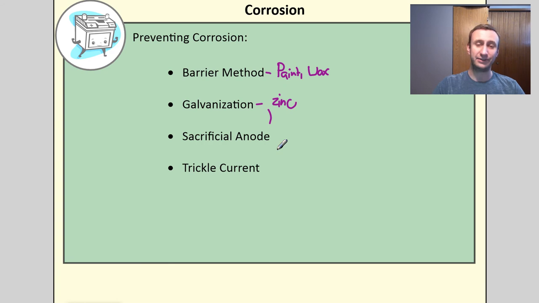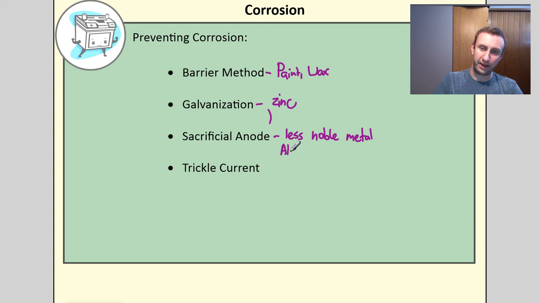So that means that zinc will actually corrode and go through oxidation before the iron does, which is great because in that case, I'm saving the iron at the expense of the zinc. So sacrificial anode is when I have something that is a less noble metal that is connected to what I'm trying to save. So it's a less noble metal.